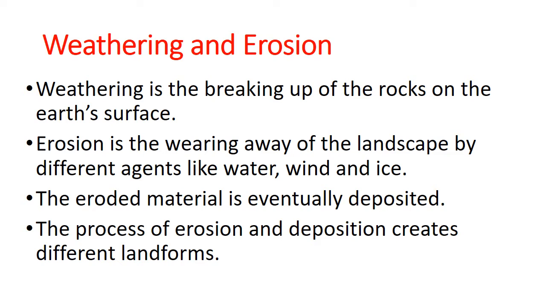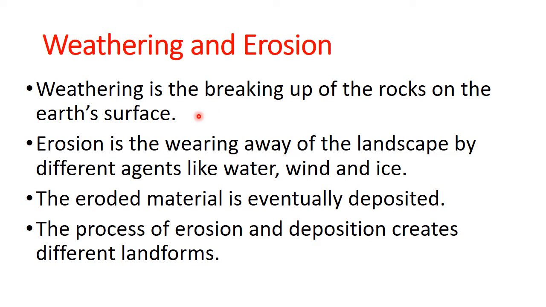Children, the earth's landscape is being continuously worn away by the process of weathering and erosion. Now what is weathering? Weathering is the breaking up of the rocks on the earth's surface, and erosion is the wearing away of the landscape by different agents like water, wind and ice.